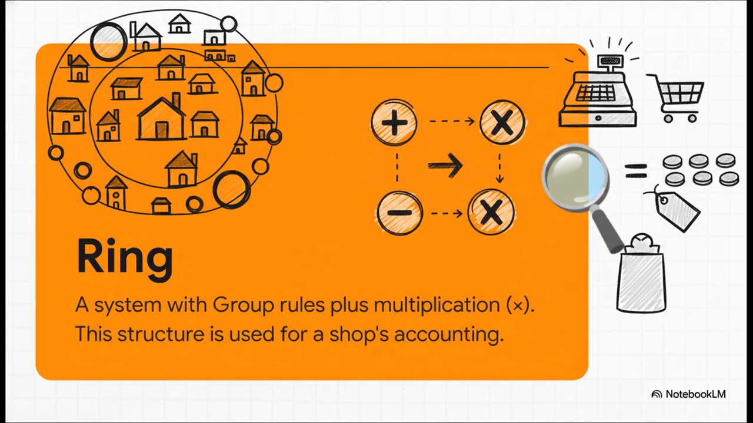All right, now let's wander over to the next village. This one's called a ring. Now, they've got all the rules from the group, so you can still add and subtract, but they've added a powerful new tool, multiplication. Suddenly, you can do more complex stuff, like a shop owner figuring out the total cost for 5 items that are $10 each. Things are getting a little more sophisticated.